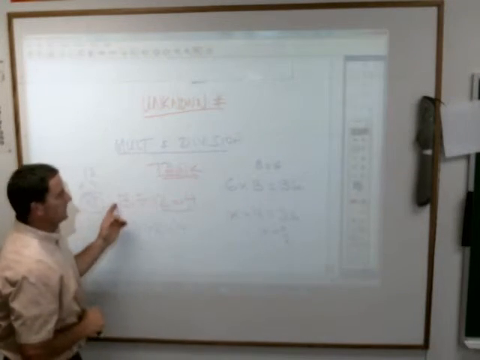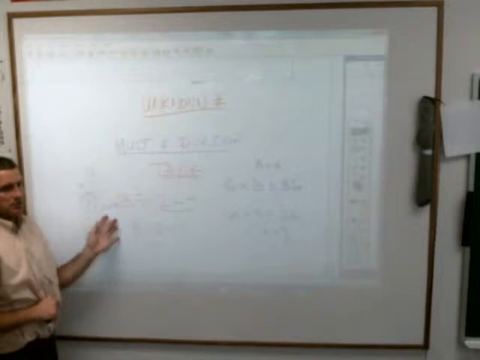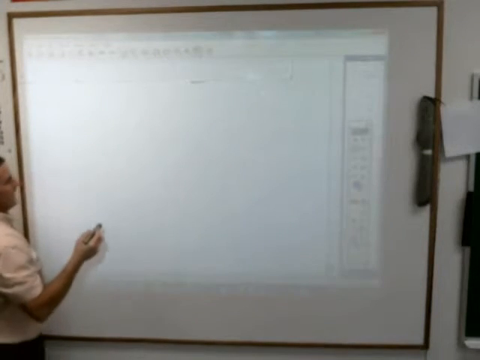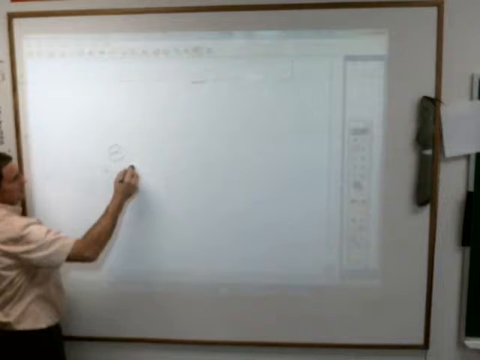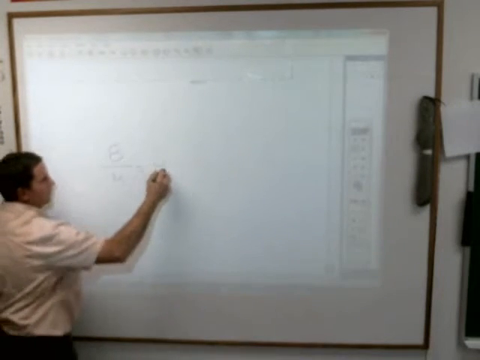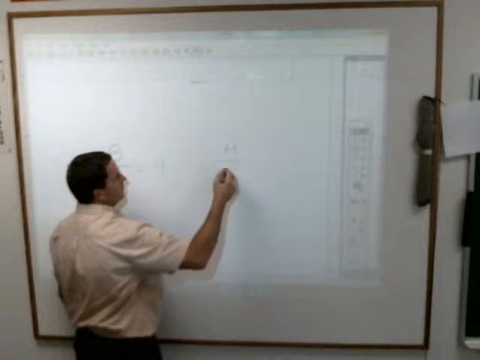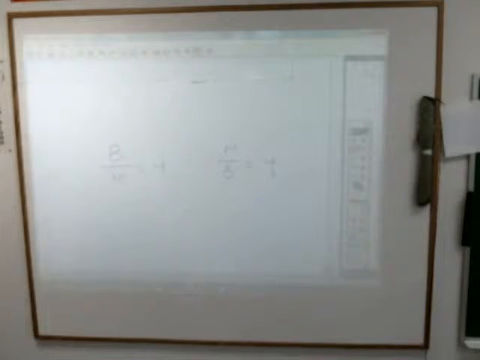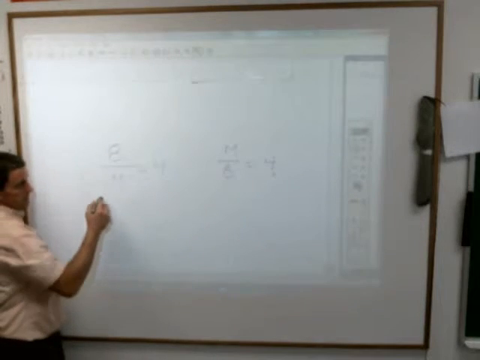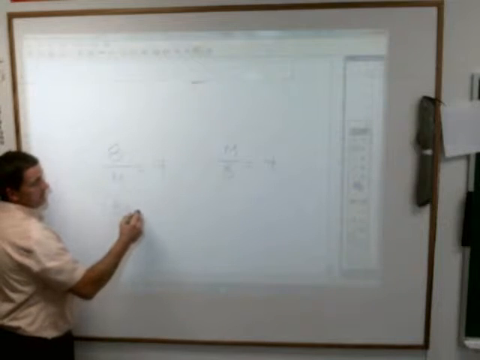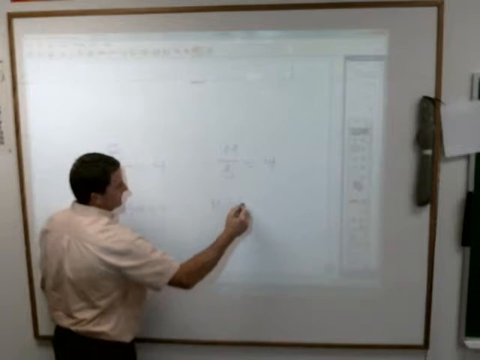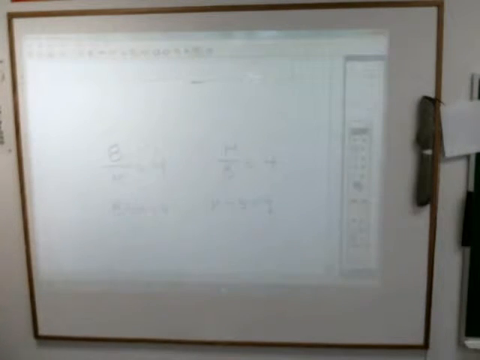But when it comes to division, just like with addition and subtraction, you gotta keep track and pay attention. So in the book, I will a lot of times do this: 8 over m equals 4, and m over 8 equals 4. Remember, this is just another way to write division, even though it looks like fractions. This is the same thing as saying 8 divided by m equals 4, and this is the same thing as saying m divided by 8 equals 4. Done the same way, but they won't be the same answer.